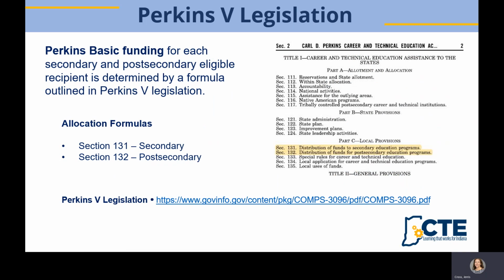Perkins basic funding for each secondary and post-secondary eligible recipient is determined by a formula outlined in Perkins 5 legislation. The allocation formulas can be found in Section 131 for secondary and Section 132 for post-secondary. The definition of eligible recipient can be found in Section 3 of Perkins 5 legislation. You can use this link to access the full text.